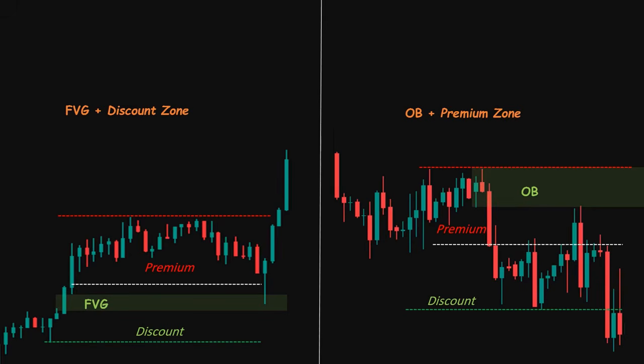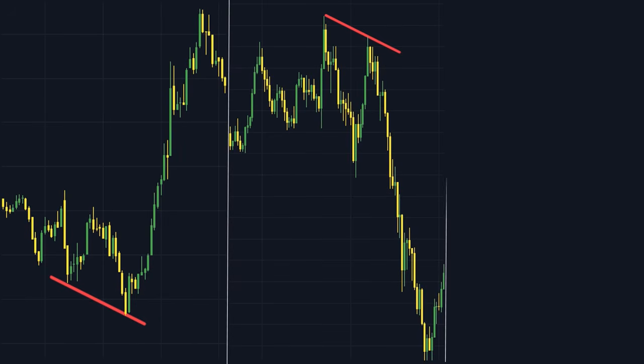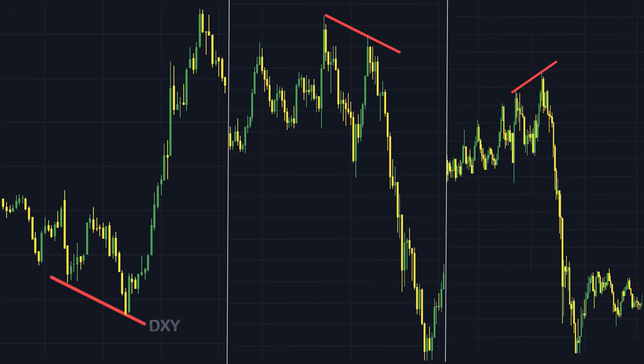Now, my personal favorite type of confluence is something called SMT, which stands for Smart Money Technique. Basically, it's about comparing two correlated assets and noticing when they don't move the same way. For instance, let's say one asset makes a higher low, while the other one makes a lower low at the same time. That difference in structure can be an early clue that a reversal might be forming.